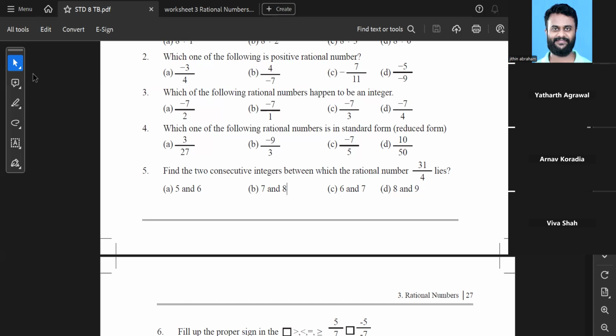Simple logic here. So this 31, for those who might have not understood, I'll just explain. 31 lies between which numbers? It lies between 28 upon 4 and 32 upon 4. So 28 upon 4 gives you 7 and 32 upon 4 gives you 8. So it will be between 7 and 8. Hence your answer is option B, 7 and 8.